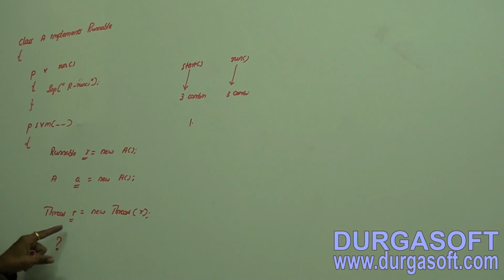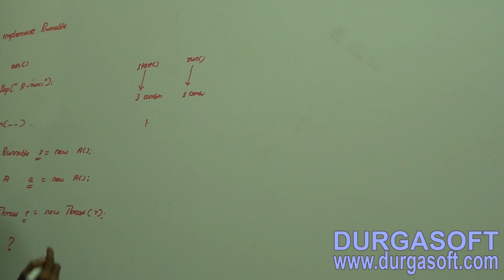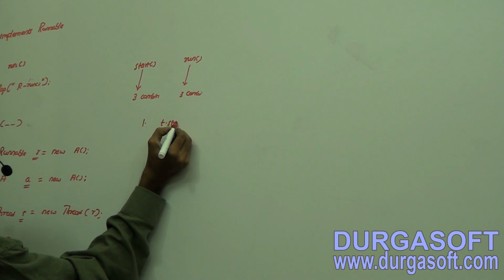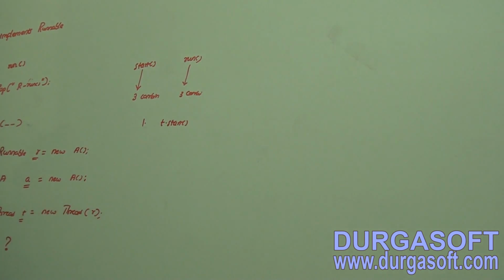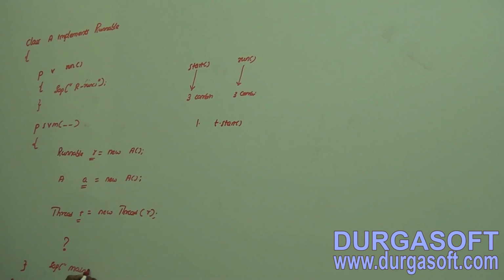Okay, first let me talk about this T. Directly, no need to go for R. It will be something different. Now, T dot start. Of course, what will be the output? Let me put here System dot out dot println main thread.